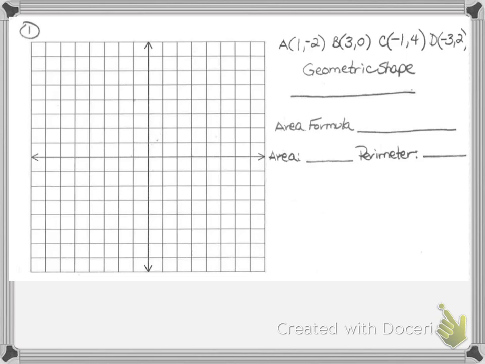So here is the first one where you have all the coordinate points. We got to figure out what geometric shape it is. So let's go ahead and let's plot these points. So we have A at 1, -2. So 1, -2 is right here. So A is right here. 3, 0 is right here. So this is B. -1, 4 is right here. And -3, 2 is right here.